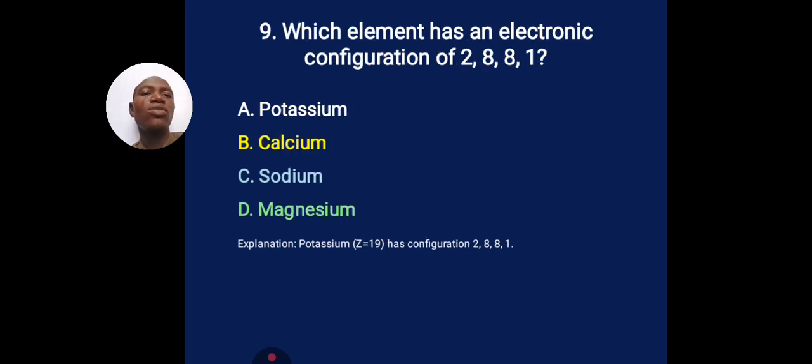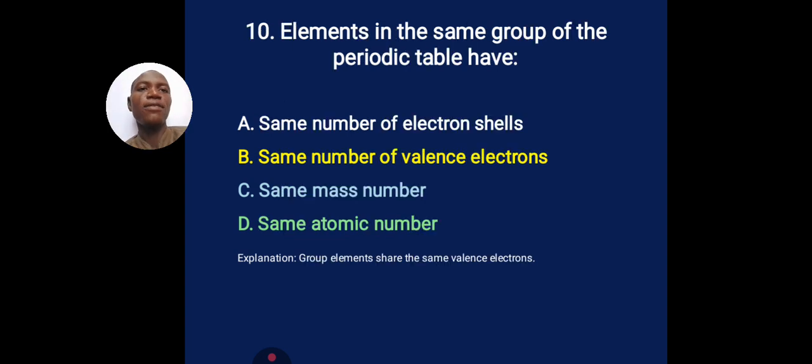Okay, let's go to question 9. Which element has the electronic configuration of 2881? If you sum total the electrons, it will give you 19. So which element has atomic number 19? The correct answer is potassium.